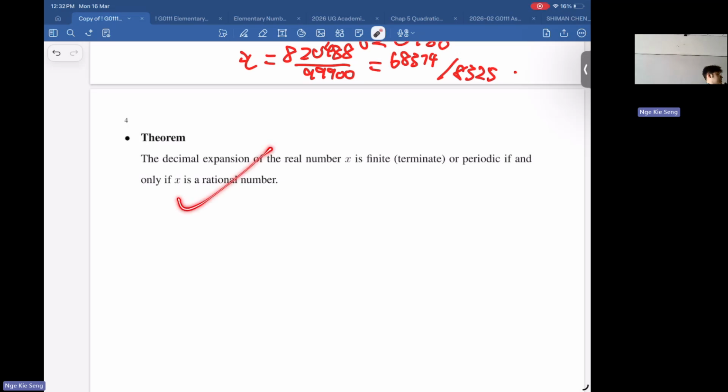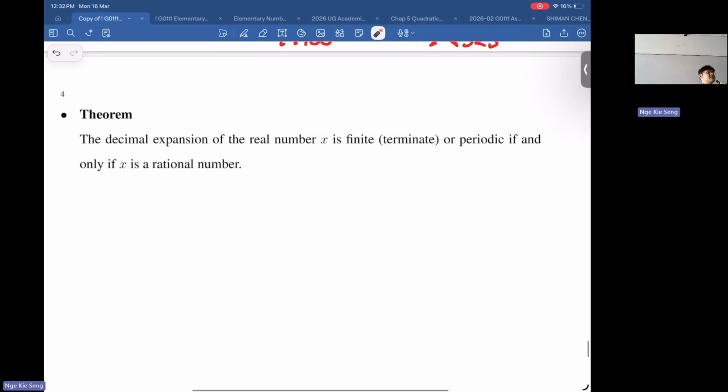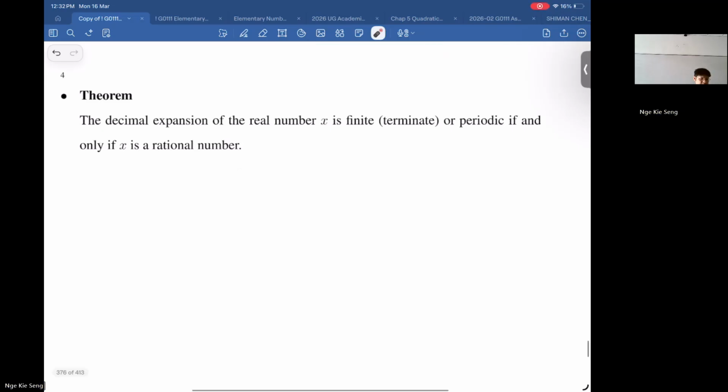This is actually a theorem to prove here, and it is quite tedious to prove. If you see the notes, it's almost 3 pages long. It's not hard, but you need to argue a bit. Otherwise, everyone happy with this? Again, if you have a rational number, then the decimal expansion is finite or periodic.